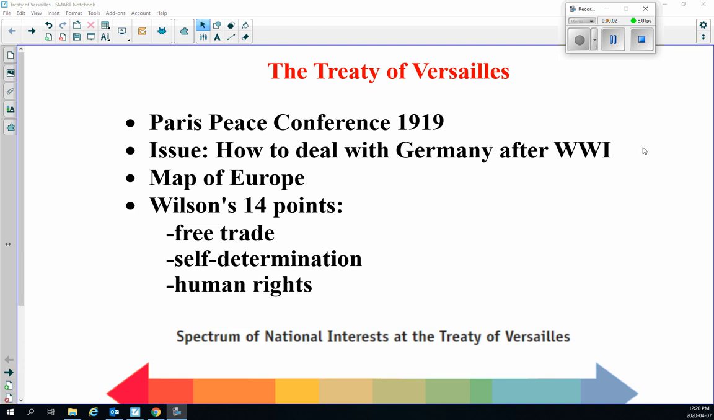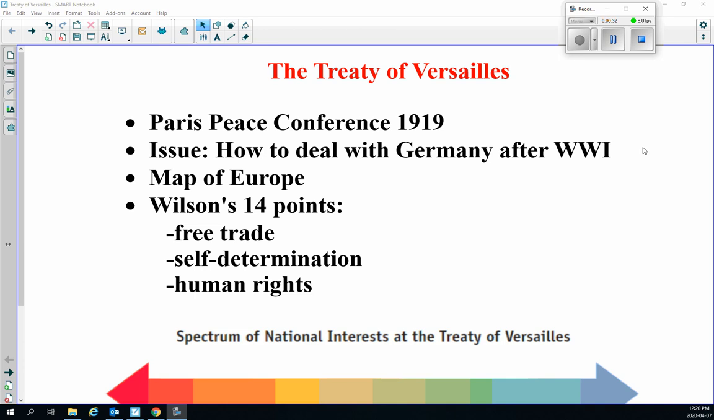Social 20-1, Treaty of Versailles. This was the treaty negotiation they used to end World War One. So the war ended in 1918, and the Paris Peace Conference and the Treaty of Versailles came out of 1919. So the treaty was an official document that decided what to do with whom after World War One. They built the treaty at the Paris Peace Conference in 1919.